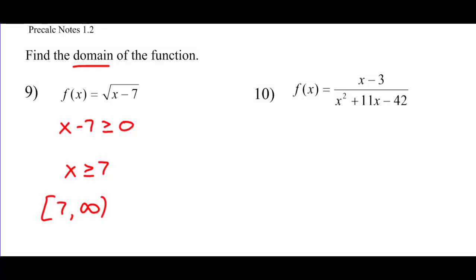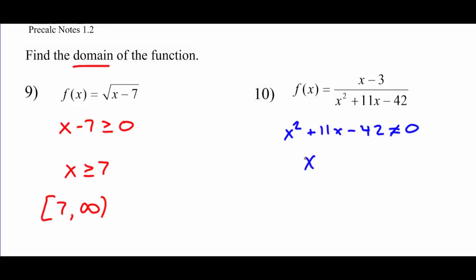All right, same instructions on the next one, but a totally different situation. On this particular problem, our restricting issue is we cannot divide by 0. So essentially, I just need to solve this, x squared plus 11x minus 42. And it actually can't equal 0, but I'm going to just write it as an equal sign with a slash through it. We'll solve it the same way.